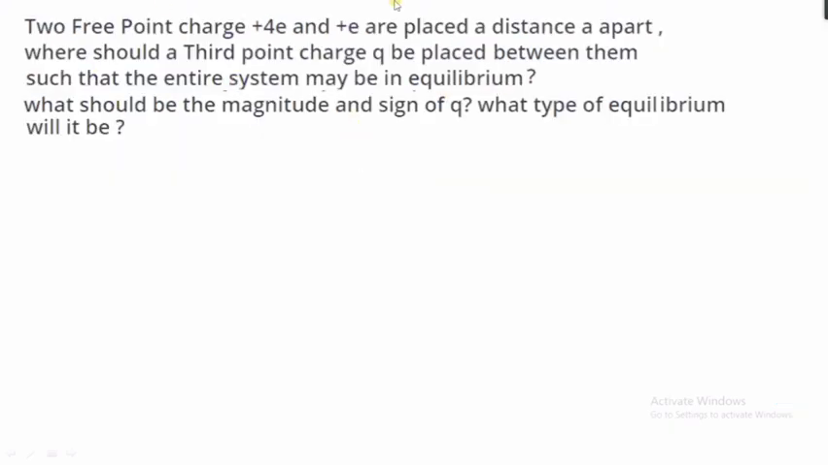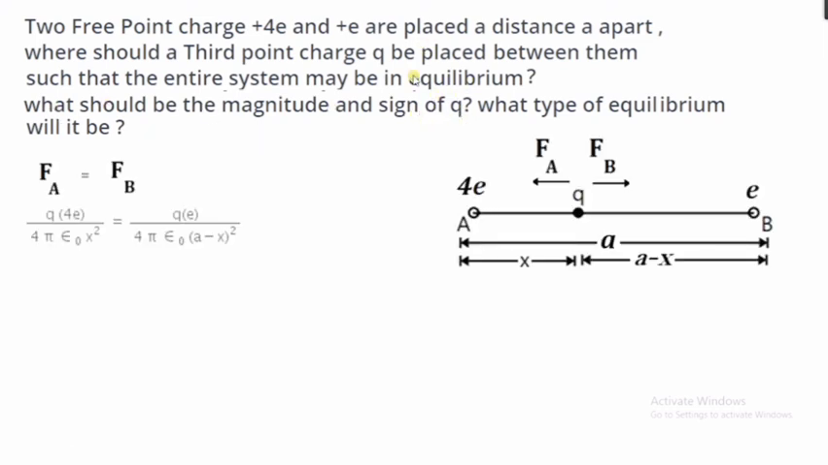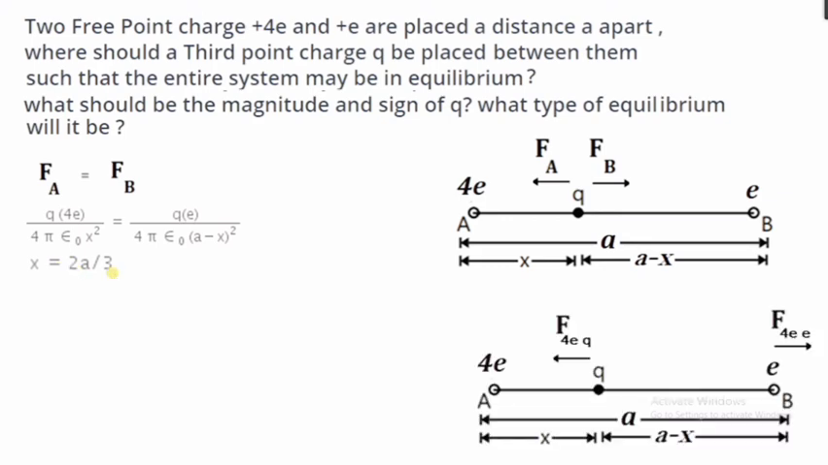Now this is the same question as previous, but in this question they are asking the magnitude of q also. So to find the distance, we say these two forces are equal, so we'll get x to be 2a by 3. Now to find the magnitude of the charge, you must say the force of repulsion between 4e and e must be equal to force of attraction between 4e and q. If q is not there, then this 4e and e would repel each other. So in order to bring them together, we need a negative charge.